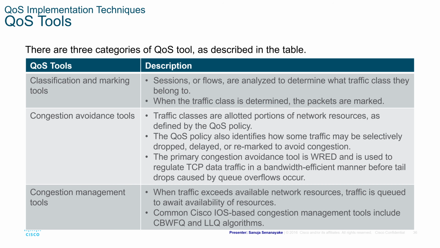Then the next one is the congestion management tools. When traffic exceeds available network resources, traffic is queued to wait for the availability of resources. The common Cisco IOS-based congestion management tools include CBWFQ and LLQ algorithms. So in this situation, what they do is, when the traffic exceeds what the network can handle, the traffic will be queued and wait for the available resources to show up. As soon as resources get freed up, it gets forwarded through.